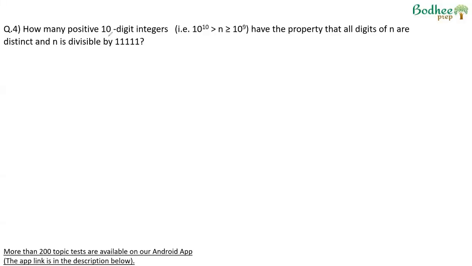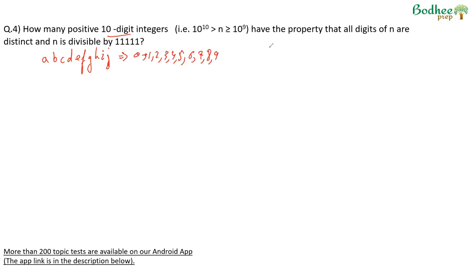How many positive 10-digit integers have the property that all digits of n are distinct and n is divisible by 11111? Positive 10-digit integers. Suppose the digits are A, B, C, D, E, F, G, H, I, J. These are the 10 digits. All of them are distinct. So these digits have to be 0, 1, 2, 3, 4, 5, 6, 7, 8, 9, all of the 10 digits.